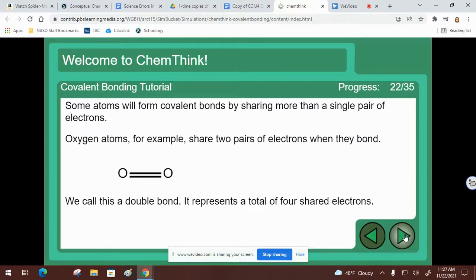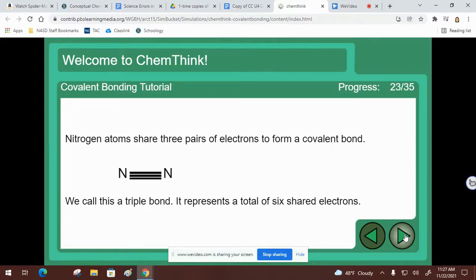Some atoms will form covalent bonds by sharing more than a single pair of electrons. Oxygen atoms, for example, share 2 pairs of electrons when they bond. We call this a double bond. It represents a total of 4 shared electrons. Answer the next question. Nitrogen atoms share 3 pairs of electrons to form a covalent bond. We call this a triple bond. It represents a total of 6 shared electrons. Answer the next question.